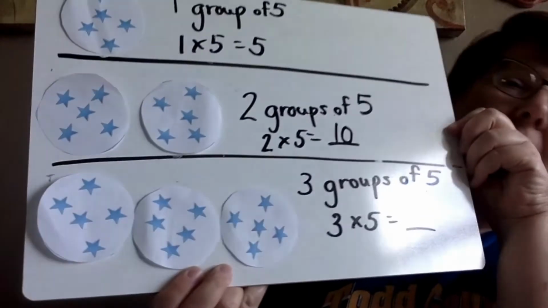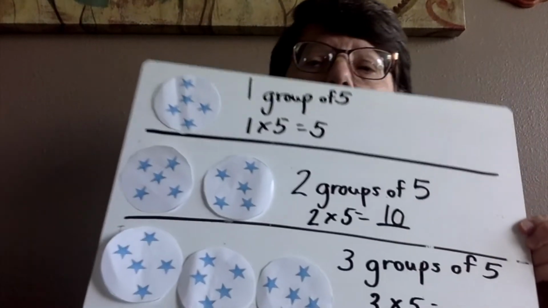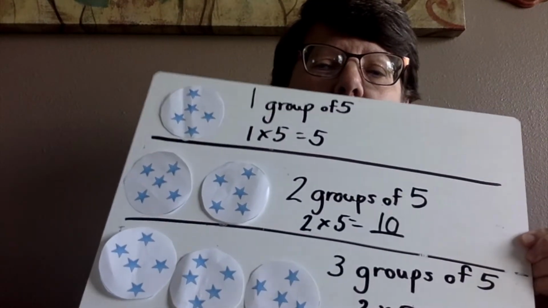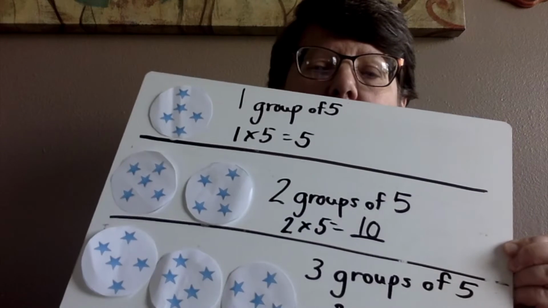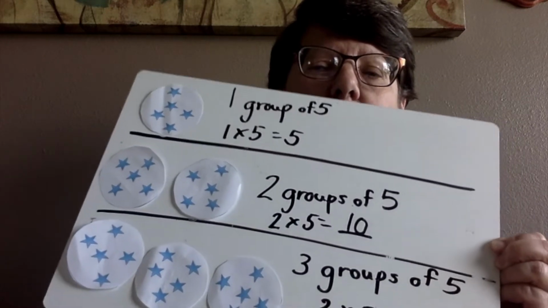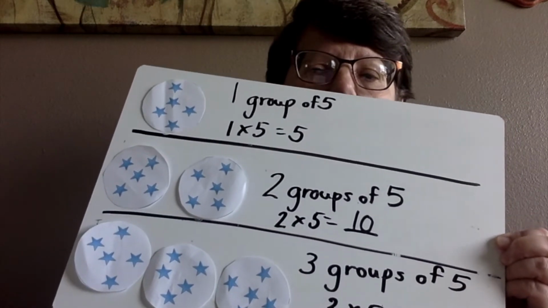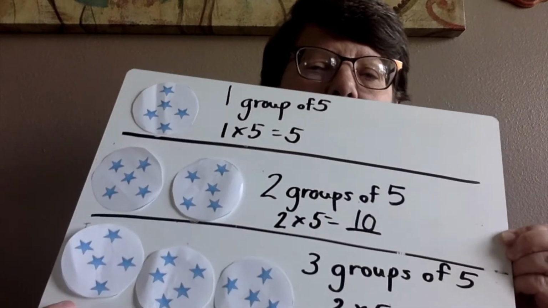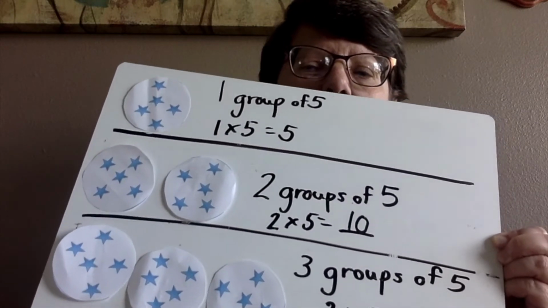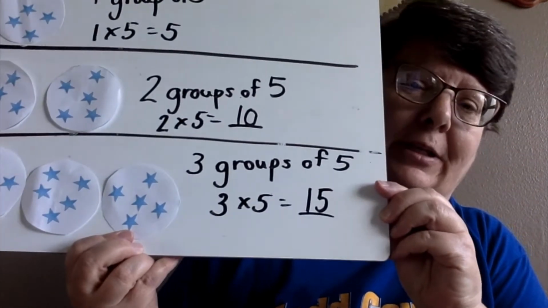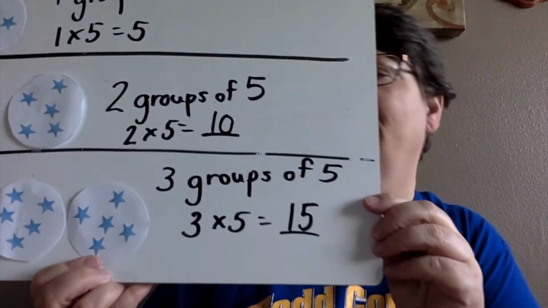The last one on my board shows 3 groups of 5. 1 group, 2 groups, 3 groups. I have 3 groups, then there's 5 in each group. 3 times 5 equals, if you're not sure, you can count by 5s. 5, 10, 15. 3 times 5 equals 15. I wrote the answer for the multiplication equation. 3 times 5 equals 15.